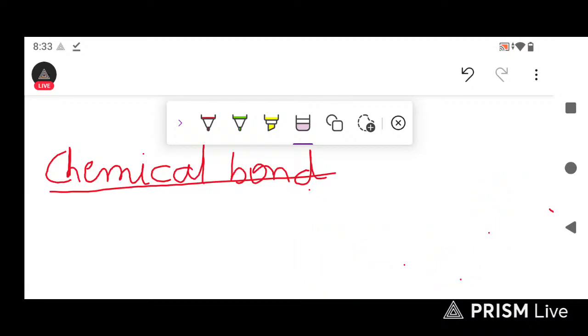There are two rules: one is the duplet rule, and one is the octet rule.